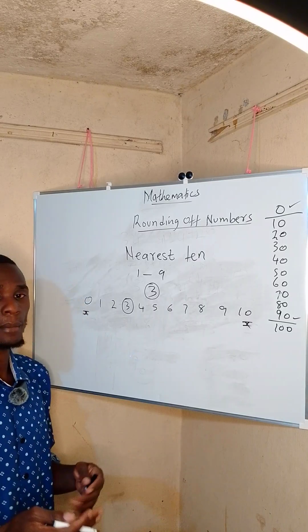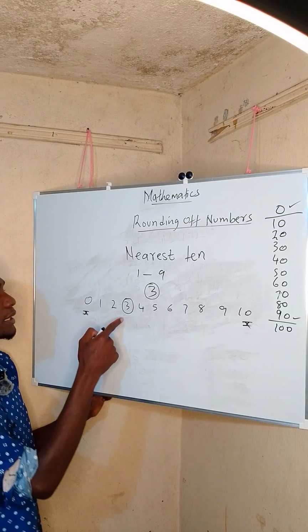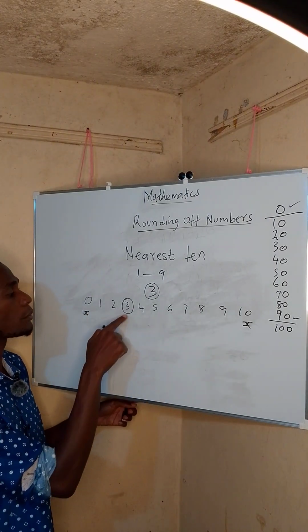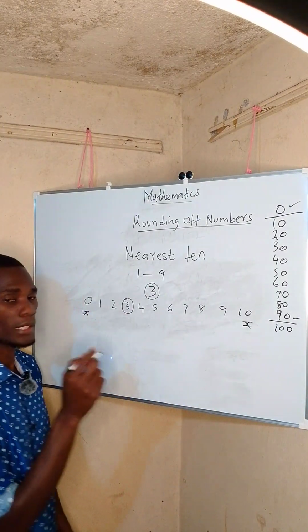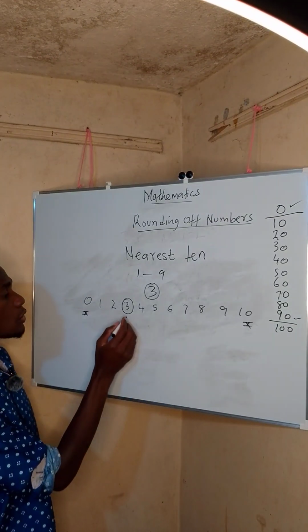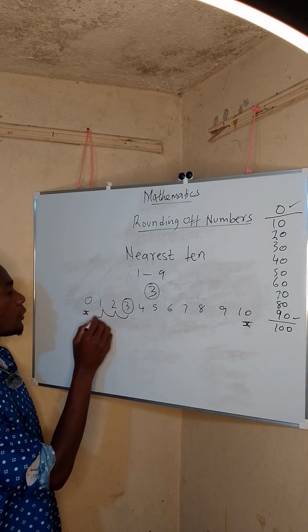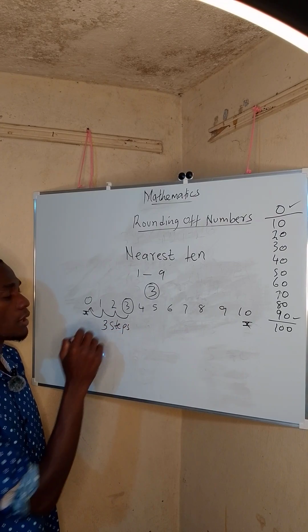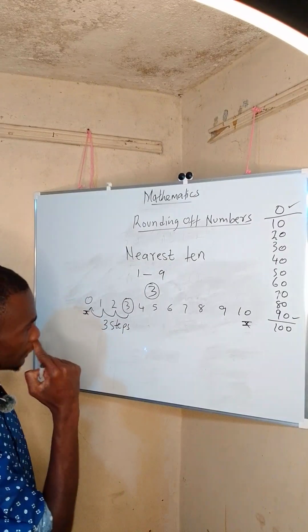In fact, we used to call them number of steps. So we want to find how many steps I have from 3 to 0 and how many steps I have from 3 to 10. Let us start from 3 to 0. You'll have 1, 2, 3. So there are only 3 steps.